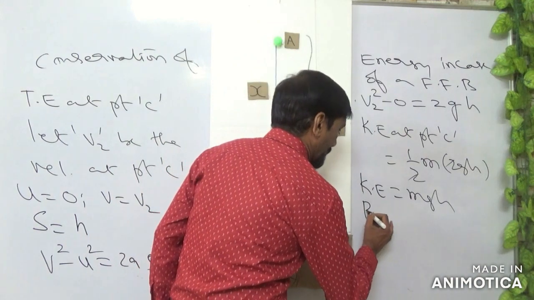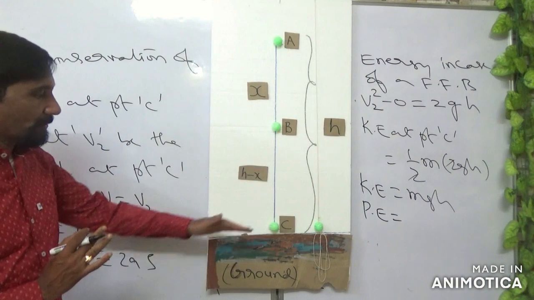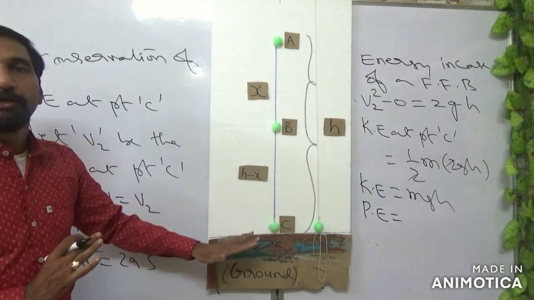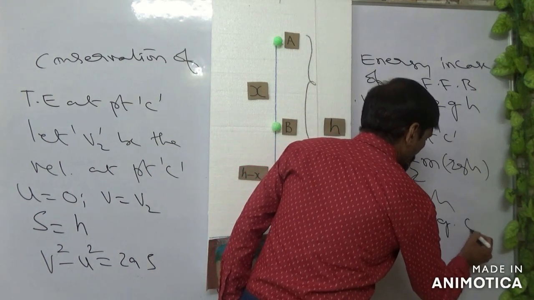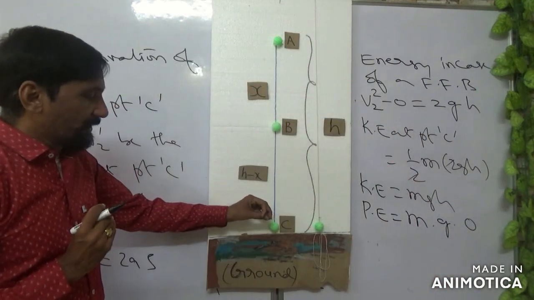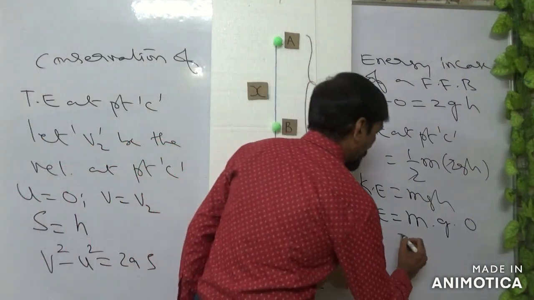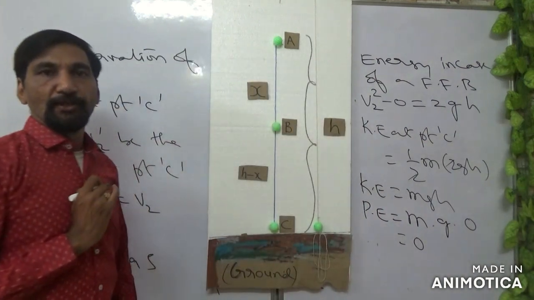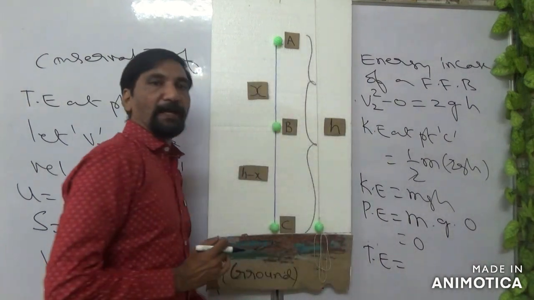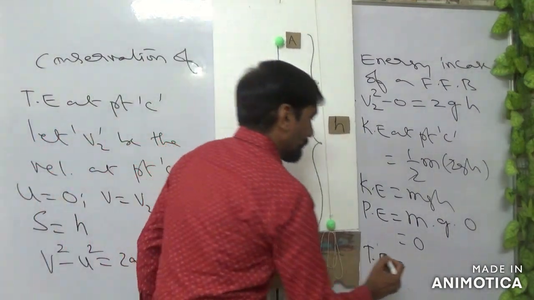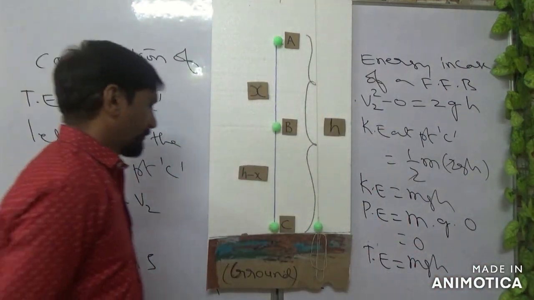Now about potential energy. Potential energy is mgh, but with reference to the ground, the body is almost on the ground only. So that is why it is mg times 0, because this body is almost near the ground. So potential energy is taken as 0. Therefore, total energy, the sum of kinetic and potential, is mgh. Say equation 3.